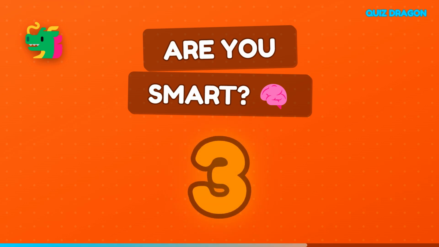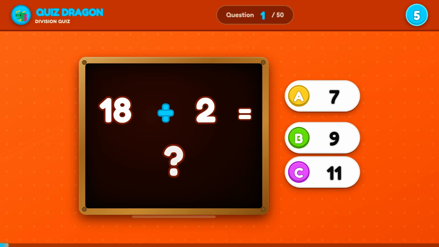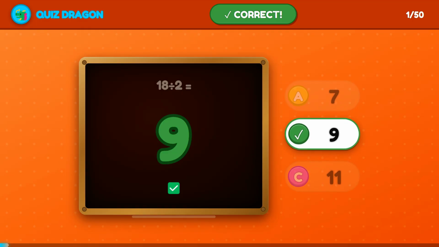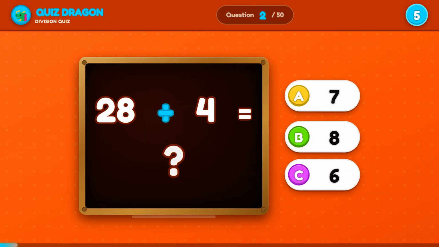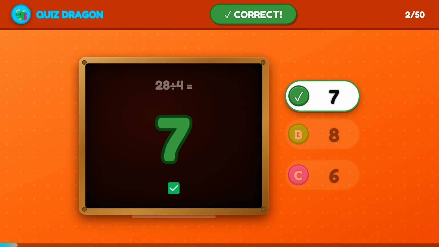Prove it. Starting now. Question 1. What is 18 divided by 2? The correct answer is B, 9. Question 2. What is 28 divided by 4? The correct answer is A, 7.